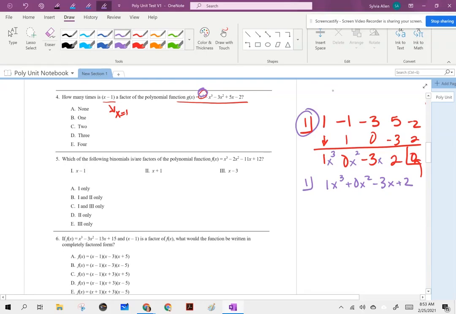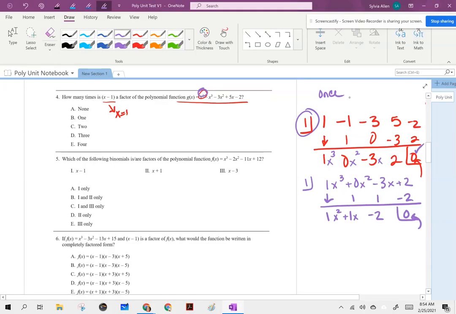I already know it's a factor once because I got a remainder of 0, but now I need to do it again. And now I need to check to see if I get another 0 here. So I get negative 2. Look at that. I got another 0. So this is now x squared plus x minus 2. So that's my new equation.